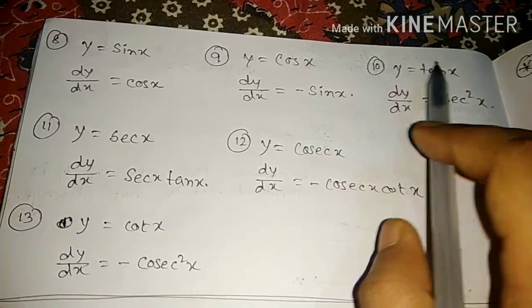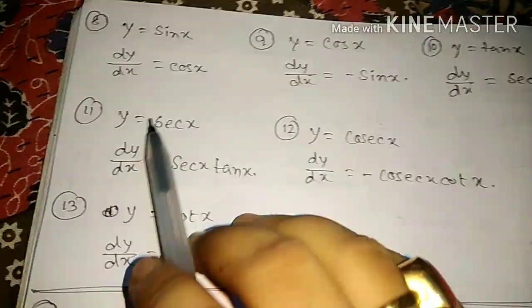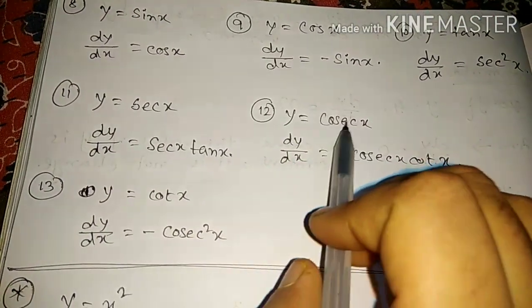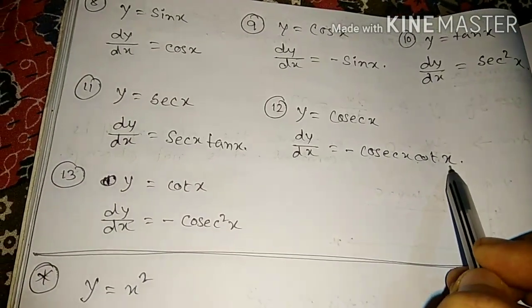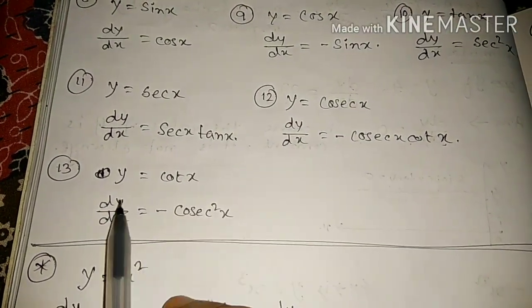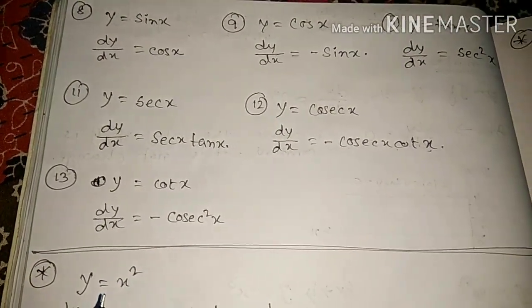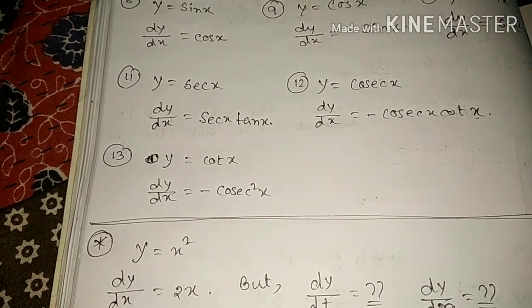Now the 10th number: y equals tan x, so dy by dx equals sec square x. Y equals sec x, dy by dx equals sec x into tan x. Y equals cosec x, dy by dx equals minus cosec x into cot x. And y equals cot x, so dy by dx equals minus cosec square x. All these formulas you have to keep in your mind.